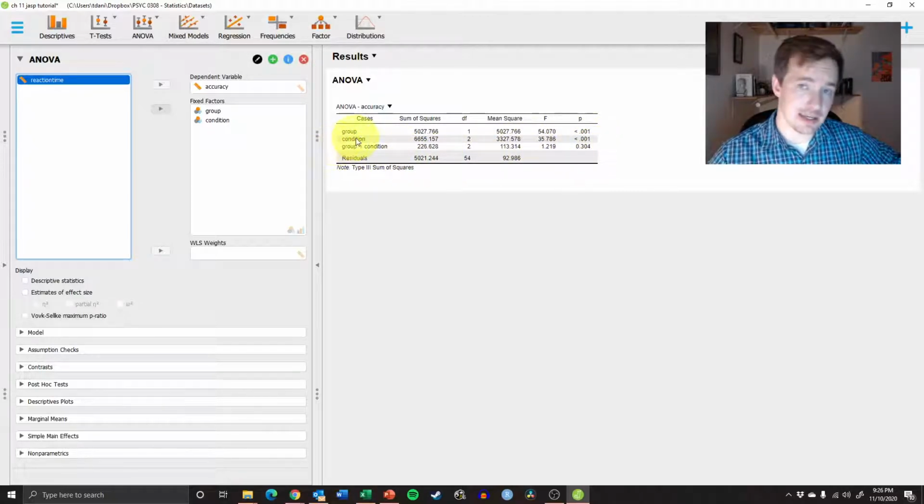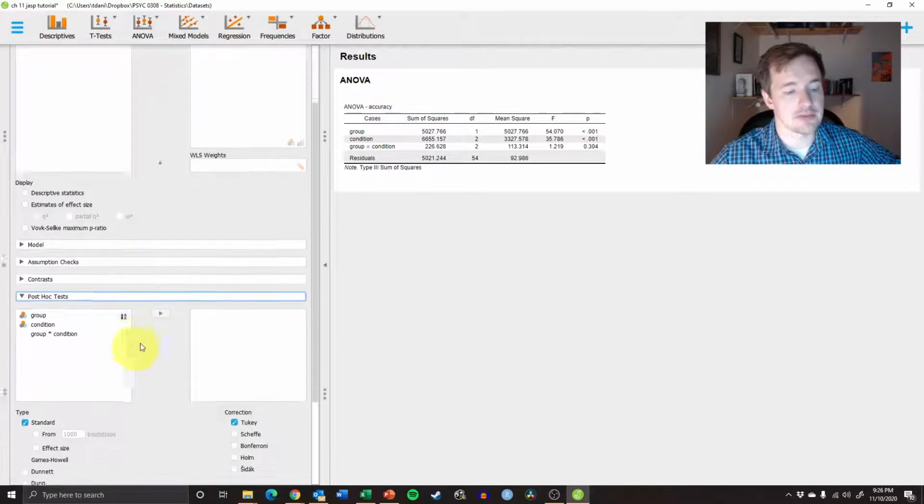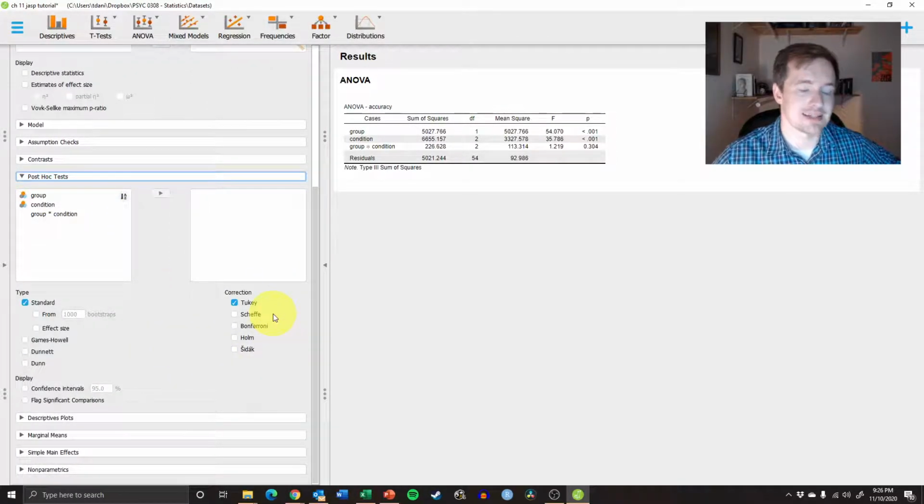If it was significant, then we would need to do some post hoc tests to better understand what's going on with that data here. Now the way that you can do that is going to be at this nice little post hoc test button. You click on this and it gives you lots of different ways of slicing the data.